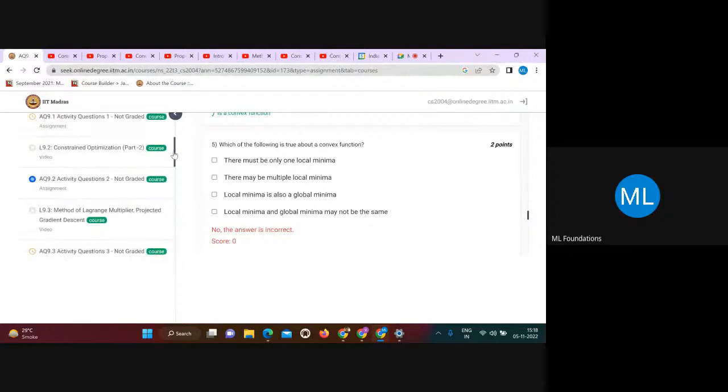So this week it was mostly the convex set, convex function, and how generally you solve constrained optimization with the help of Lagrange multipliers. So I guess this is clear. If somebody has not seen the lecture, you can just go and see the lecture with increased speed, and I don't think there will be any issue in that.